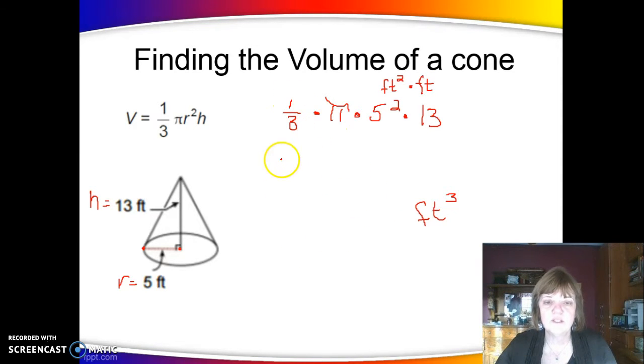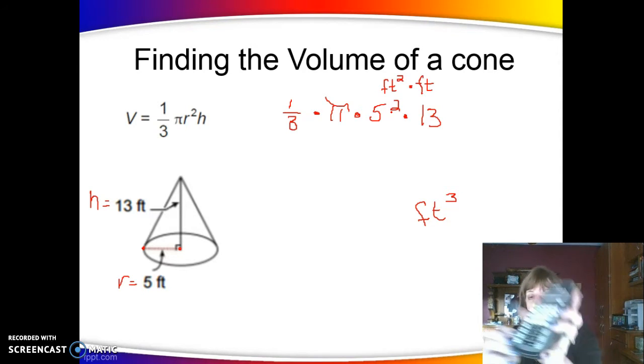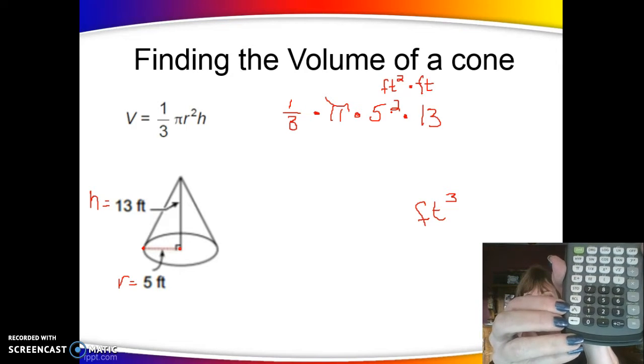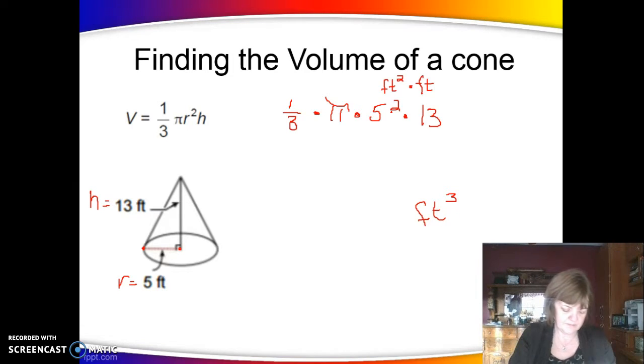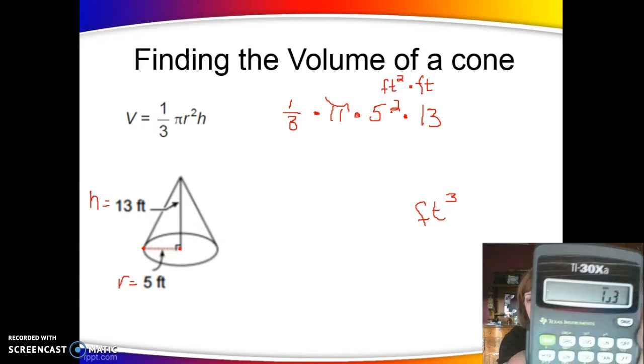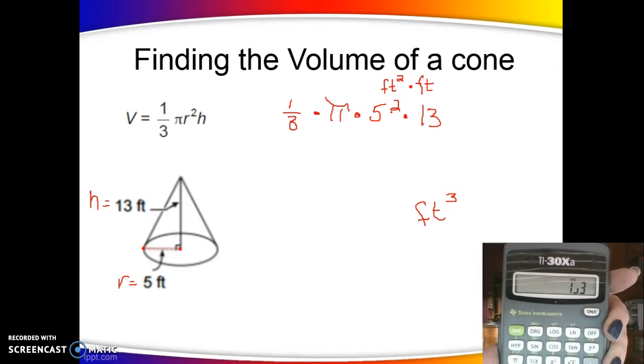So 1/3, we're going to just leave 1/3 times pi. Actually, let's just do it on a calculator. You don't need me to write this all out. So clear my calculator out. And I can do the 1. And then again, just to remind you, our button to make that into a fraction is right there. 1. Press that and type the 3. There's my 1/3. That's what it looks like on our school calculators.